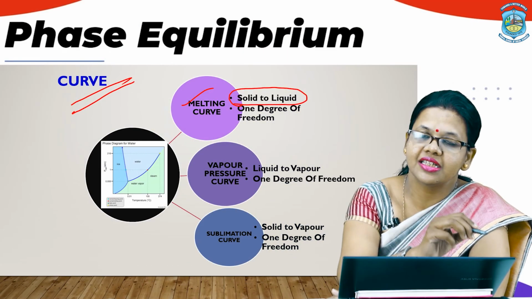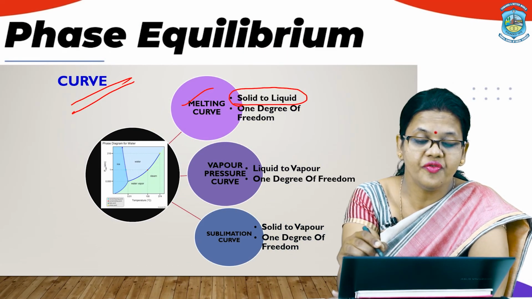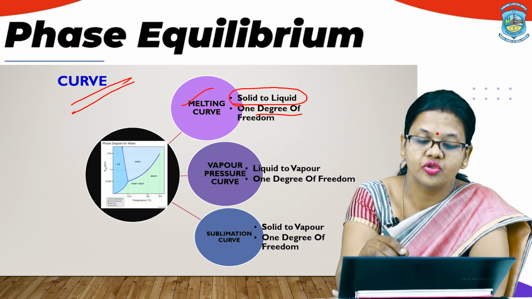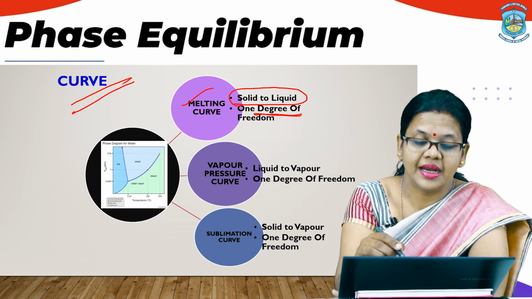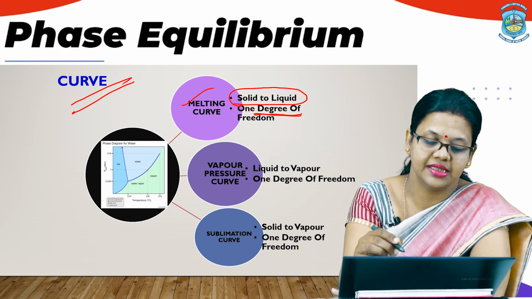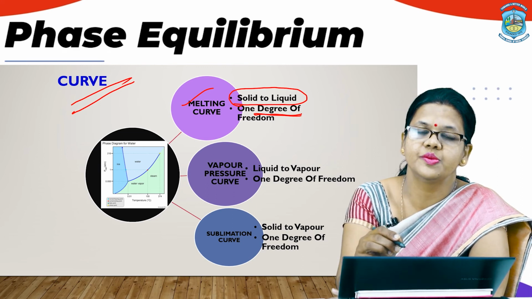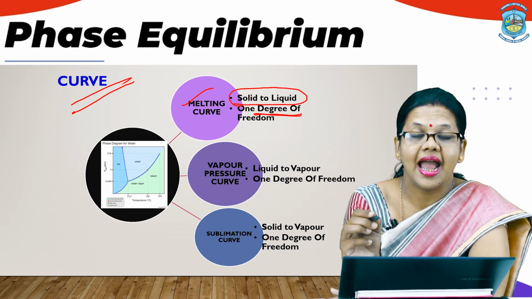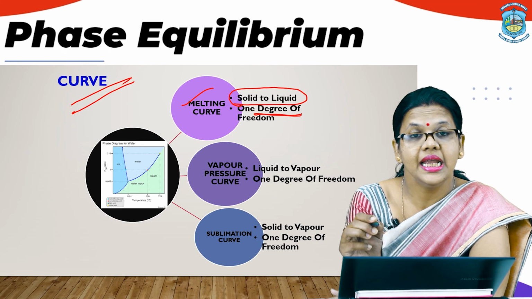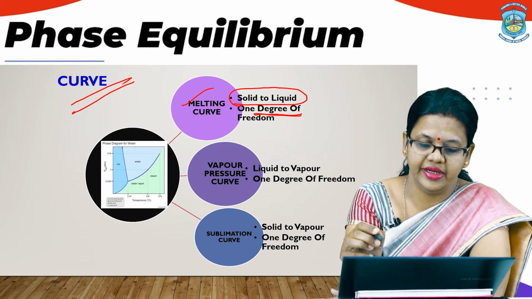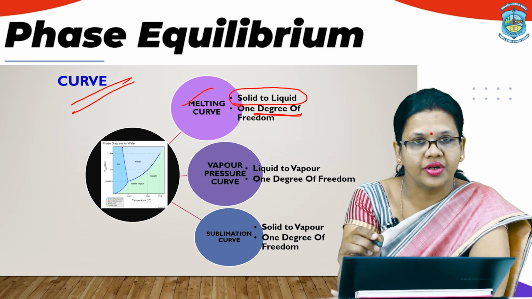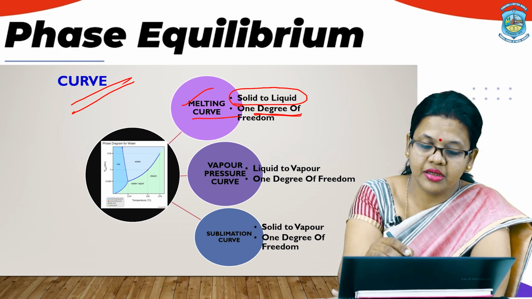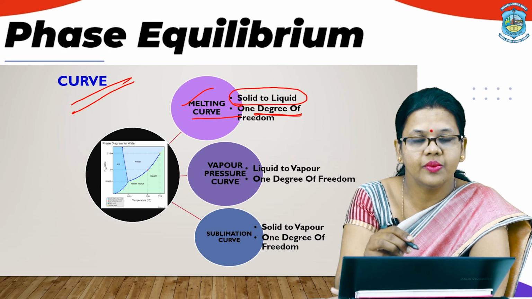The curve which differentiates the interconversion of these two states is known as the melting point curve. And we have just seen that when two phases are in equilibrium, the degree of freedom comes out to be 1. That means it is a univariant system. All the curves will always be univariant, areas will be bivariant and specific points will be invariant or non-variant. So, in the water system we have three different curves. One is the melting point curve, where solid and liquid are in equilibrium.